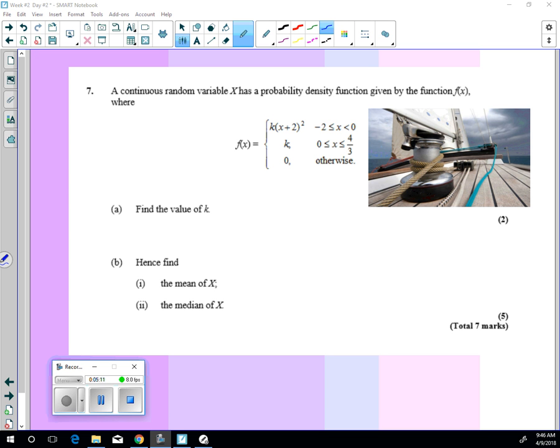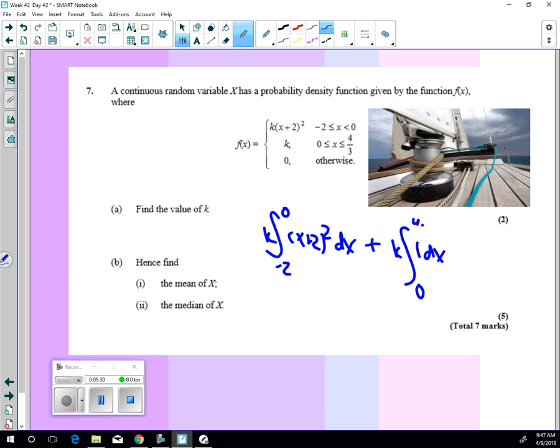But it says, what do you know about the area of k times x plus 2 squared from negative 2 to 0 plus the area k goes from 1 going from 0 to 4/3. What should this area be equal to? 1. Yeah. So it's a probability density function. These areas should add up to 1.